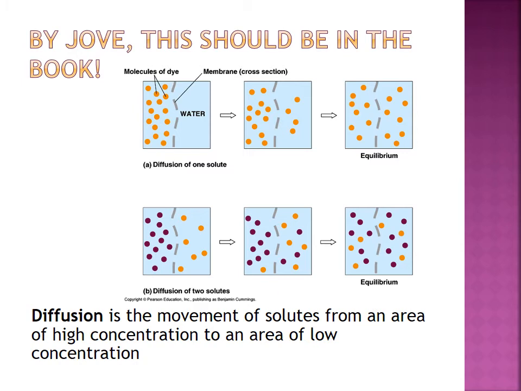So at the top, you'll notice you've got a whole bunch of dye. That dye is orange. It's on the left side. Given time, those orange molecules will spread out until there's equal distance between each. If you look at the bottom one, here you've got a lot of purple dye on the left, orange dye on the right. Given time, they're going to spread out to where there's an even number of purple ones on both sides and orange ones on both sides.